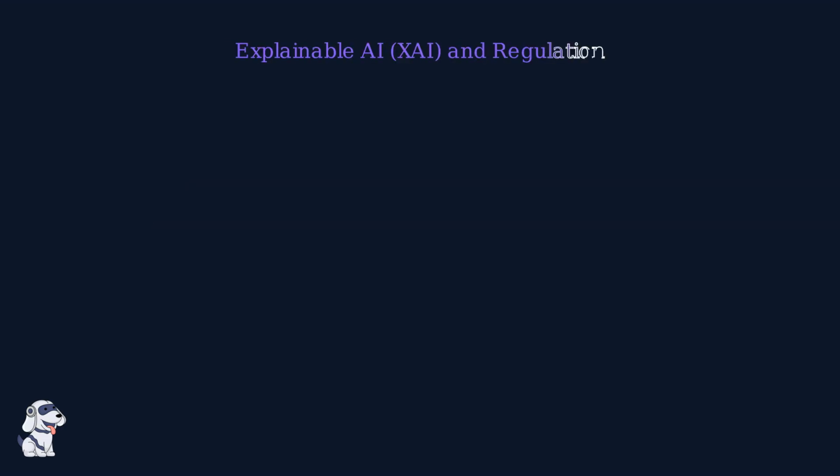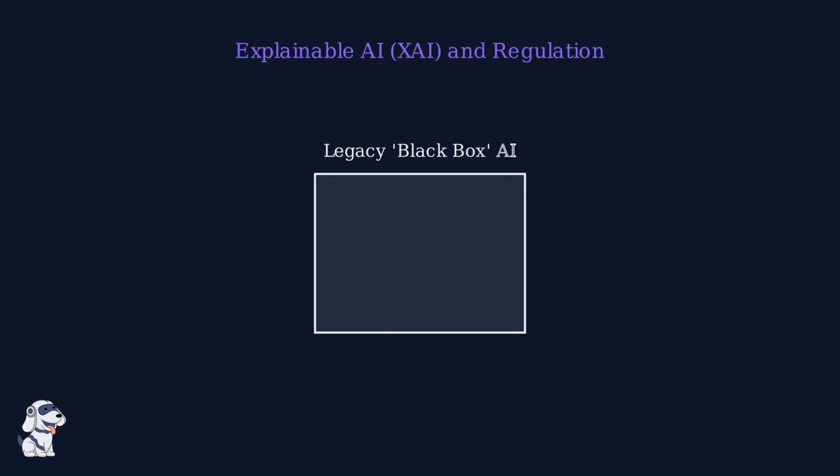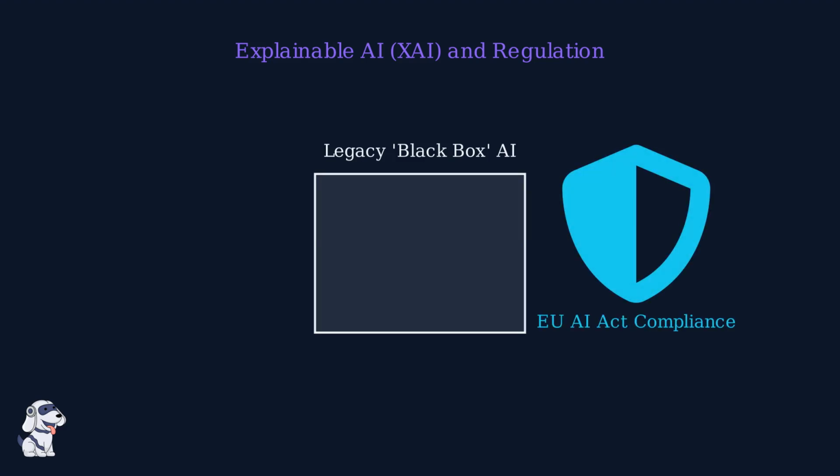Historically, many recommendation systems operated as black boxes. Their internal logic was opaque, making it difficult for users or developers to understand exactly why a specific recommendation was made. However, increasing regulatory pressure, such as the EU AI Act, now mandates transparency. Organizations are required to move beyond these opaque models to ensure users understand the reasoning behind AI-driven decisions.